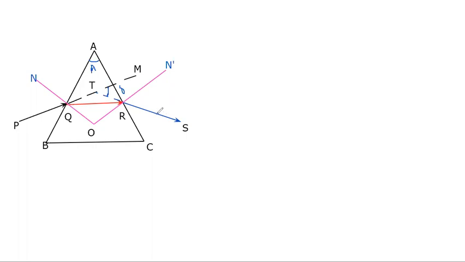Understood? So let us find out the value of this angle delta in terms of the angles that we know. Now what we know: this is angle I1, right? This is angle R1. This is angle I2, and this is angle R2, right?